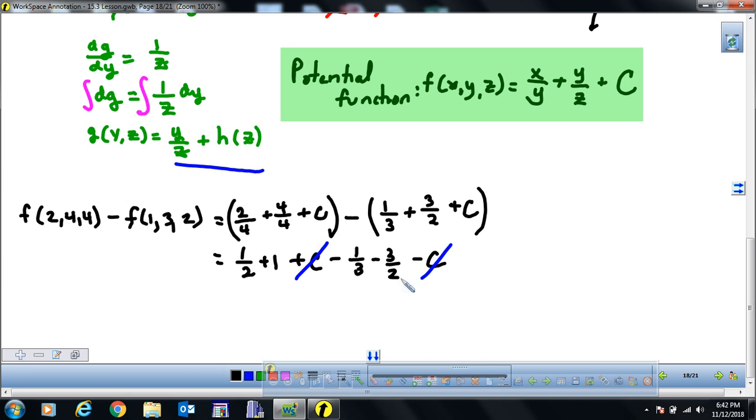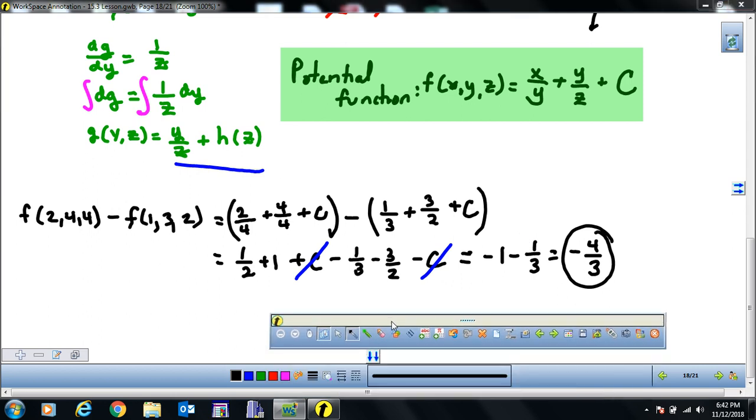1/2 minus 3/2 is negative 2/2, right? Negative 2/2, which is negative 1, minus 1/3. That's going to be negative 4/3. So if I were to evaluate that integral directly, it should give me the same as this value of the potential function by evaluating the potential function towards those limits.